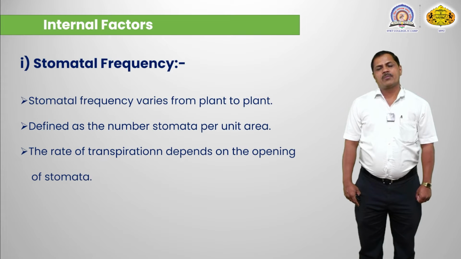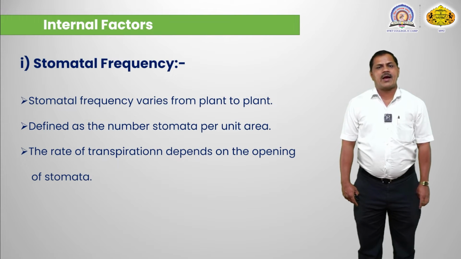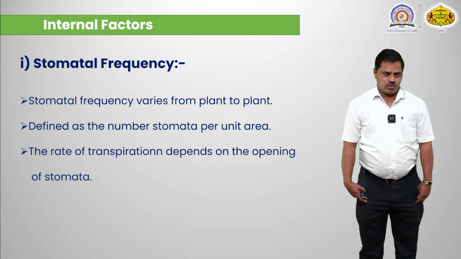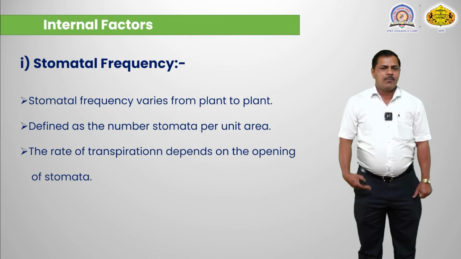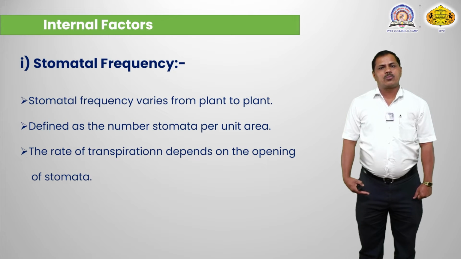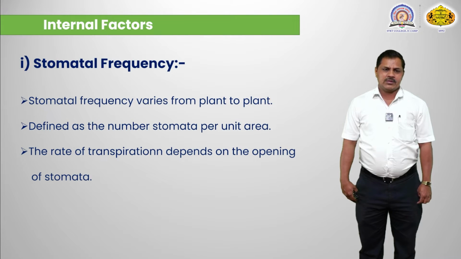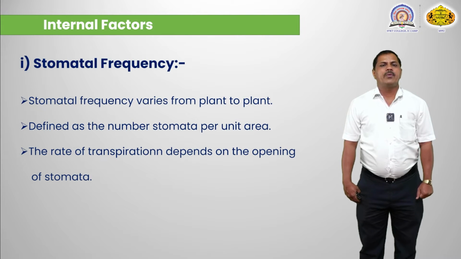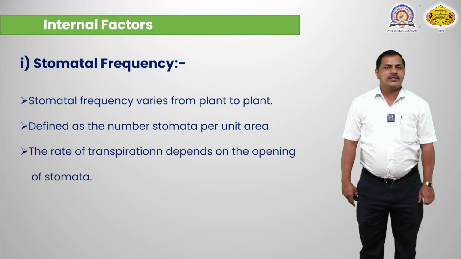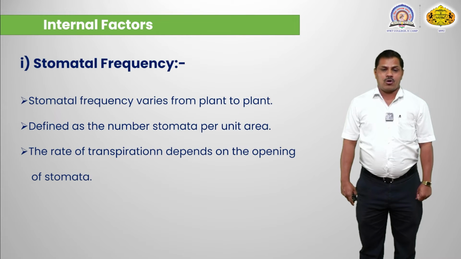In certain plants the number of stomata is very low, and in certain plants the number of stomata is much higher. When the number of stomata is high, the loss of water molecules is also high. When the number of stomata is low, the loss of water molecules also decreases. This is defined as the number of stomata per unit area, and it is a major factor for the loss of water molecules, or the rate of transpiration.